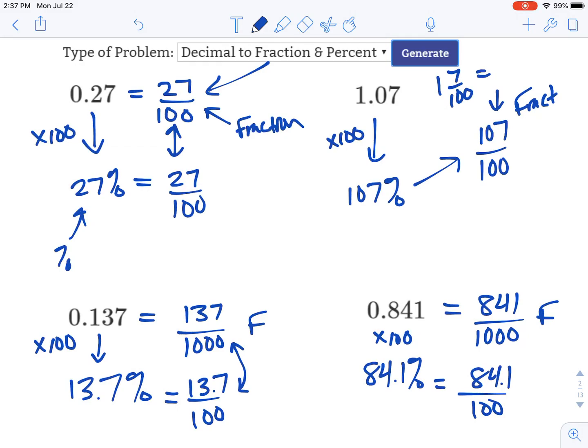Typically, though, we like to avoid fractions with decimals in them. So that one might make a little bit more sense up top to work with. But they're all equivalent forms. And that's how we convert decimals to fractions and percents.